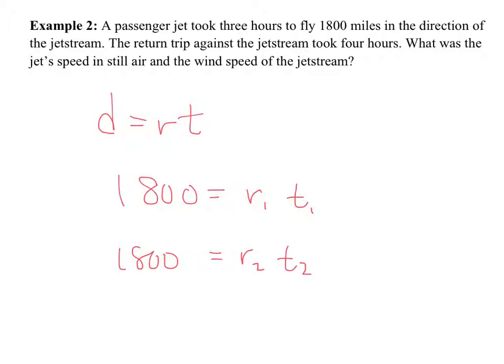Tina? T1 and T2, right? Yeah, that's right. So 3 and 4, right? Because they're times. So we've got 1800 equals R1 times 3, 1800 equals R2 times 4. But here's the problem right now. What are R1 and R2?